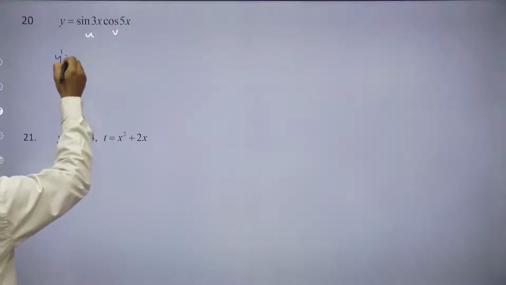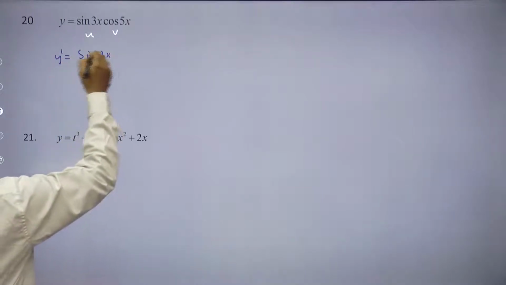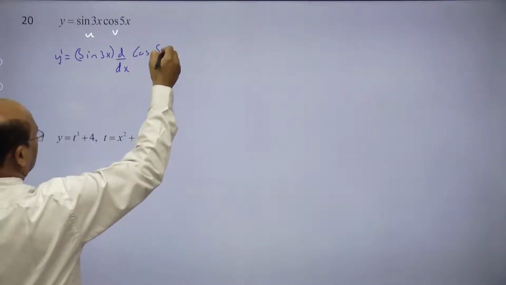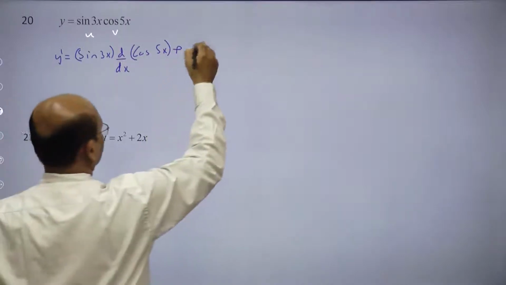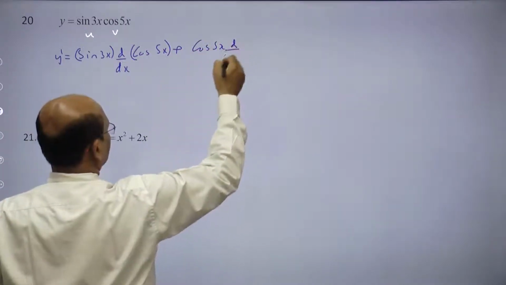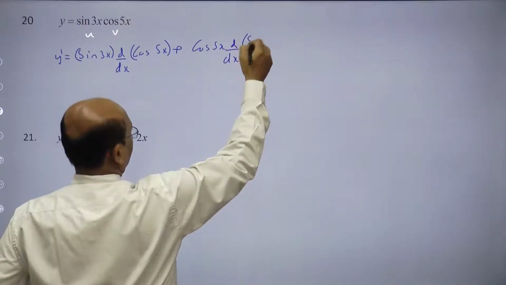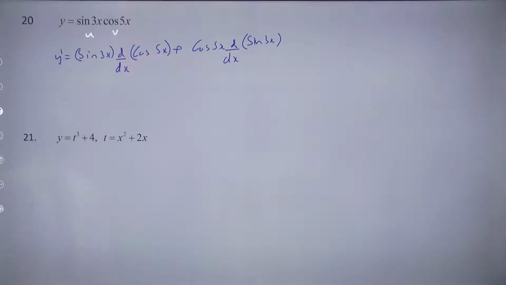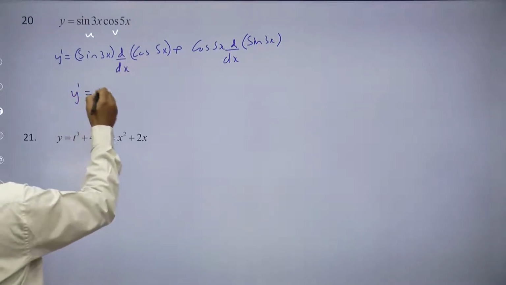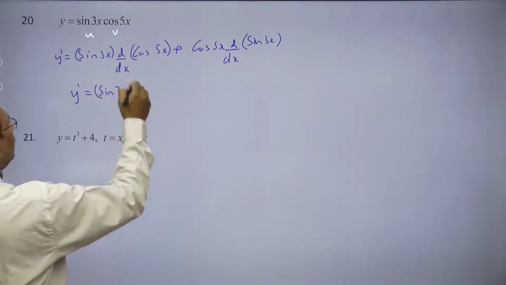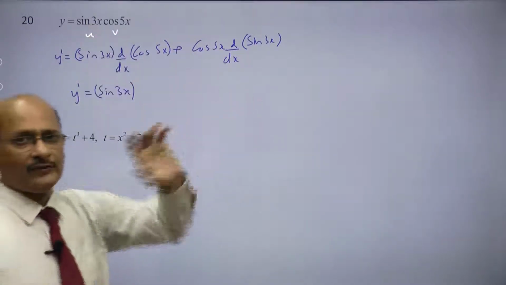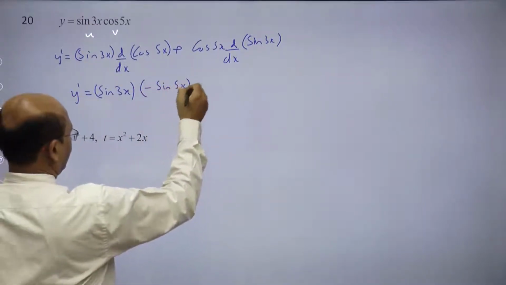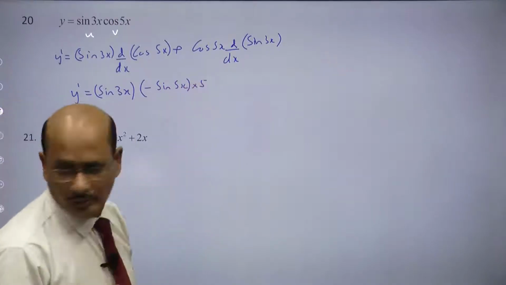y dash will become u into derivative of v plus v into derivative of u. I think simple case. So, y dash will be equal to sine 3x into, now derivative of cos 5x. What is derivative of cos 5x? Minus sine 5x into 5. Do not forget the chain rule.